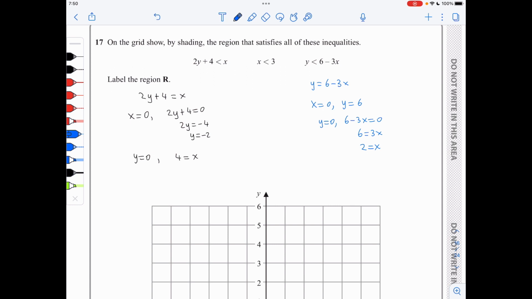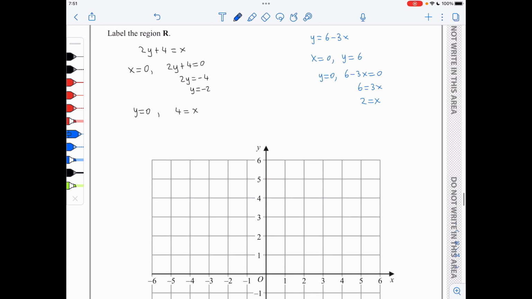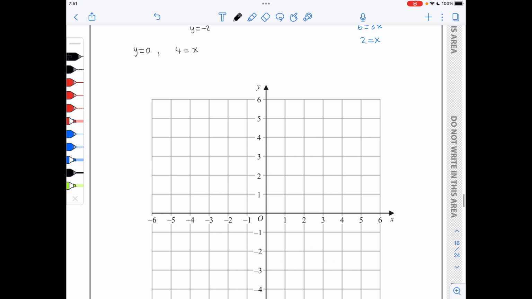We can plot these points and join them with straight lines to start considering the region satisfied by all three inequalities. So let's start with the first one. We were passing through (0, negative 2) and (4, 0). So (0, negative 2) is here, and (4, 0) is here.